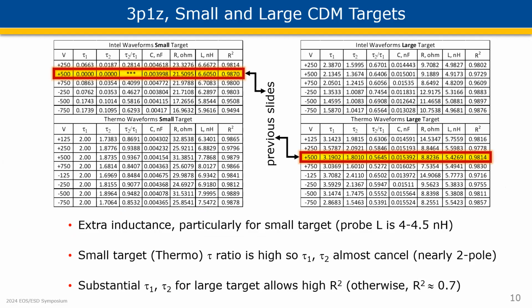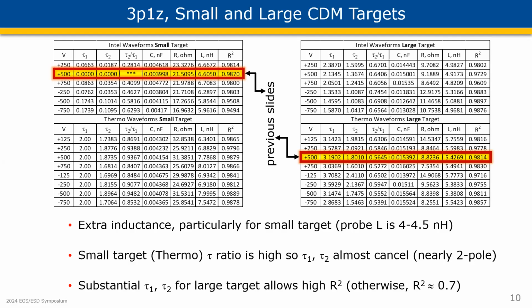Now, the waveforms you've seen in the previous slides are highlighted here. Those are 500 volt small and large waveforms, the small on the left, the large on the right, the Intel waveforms at the top, and thermo waveforms at the bottom. A consistent trend for the small targets is this larger inductance, going up to 6, 7, even 8 nanohenries when we calculate inductance for the probe and fixture to be 4, 4.5 nanohenries at most.